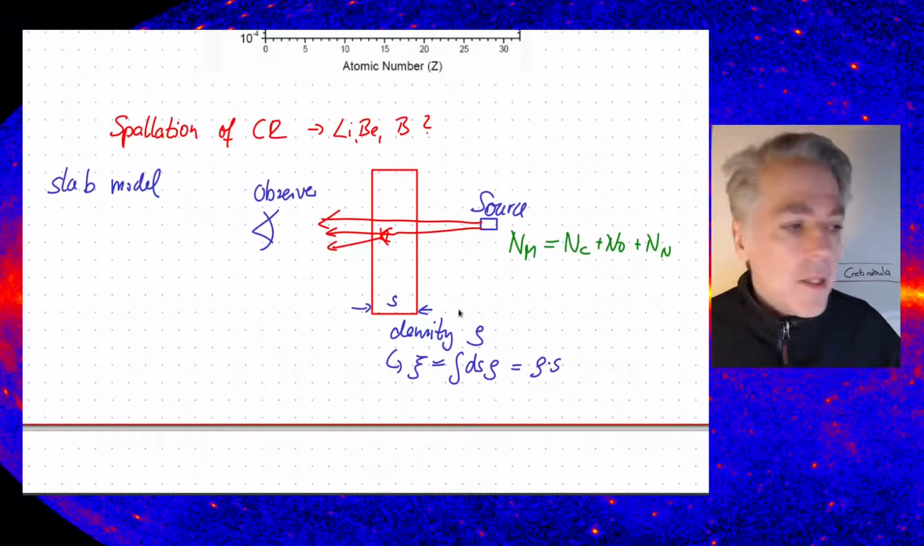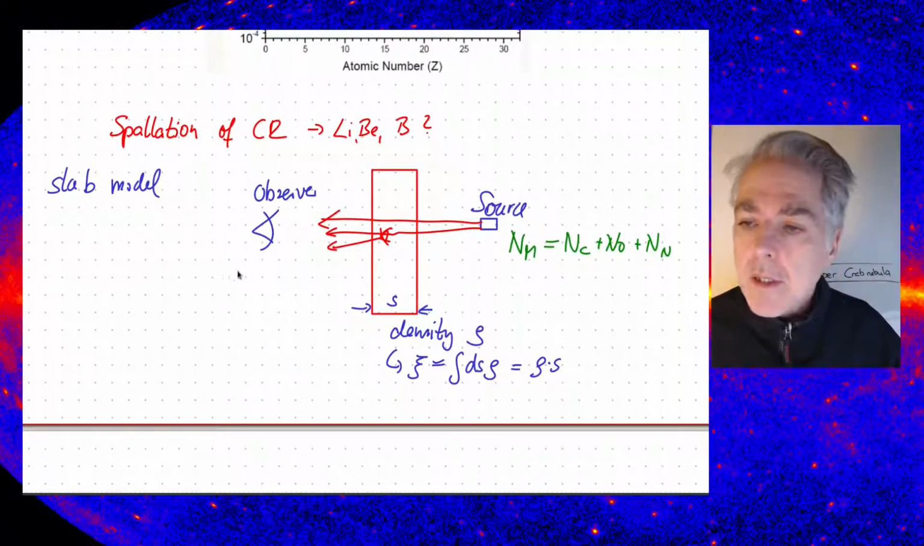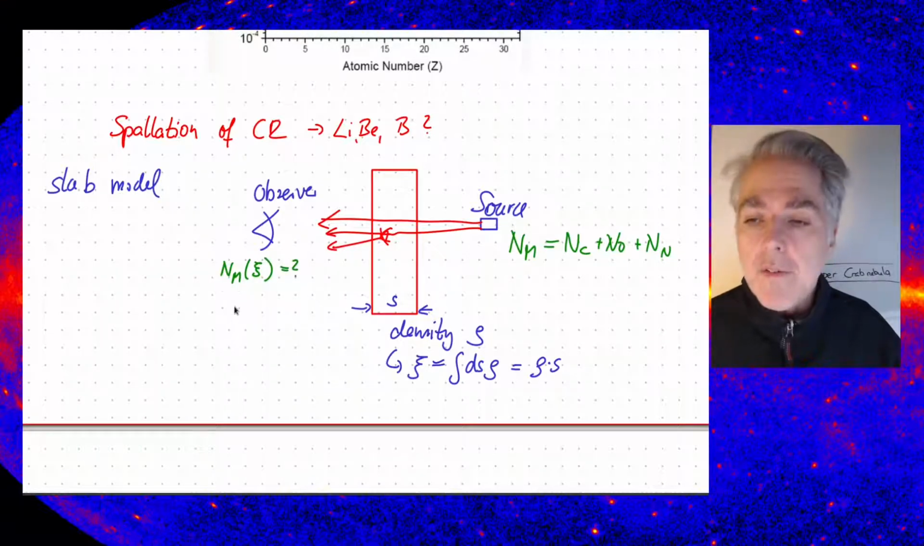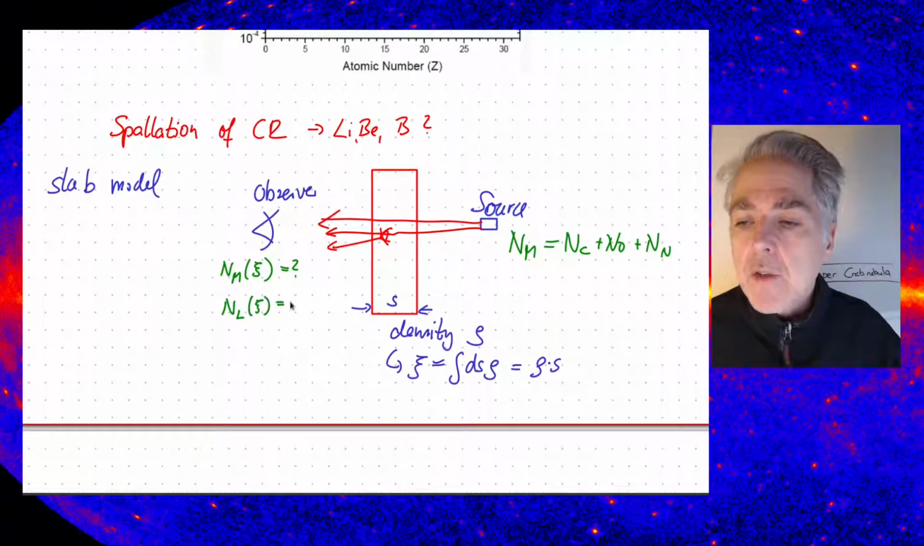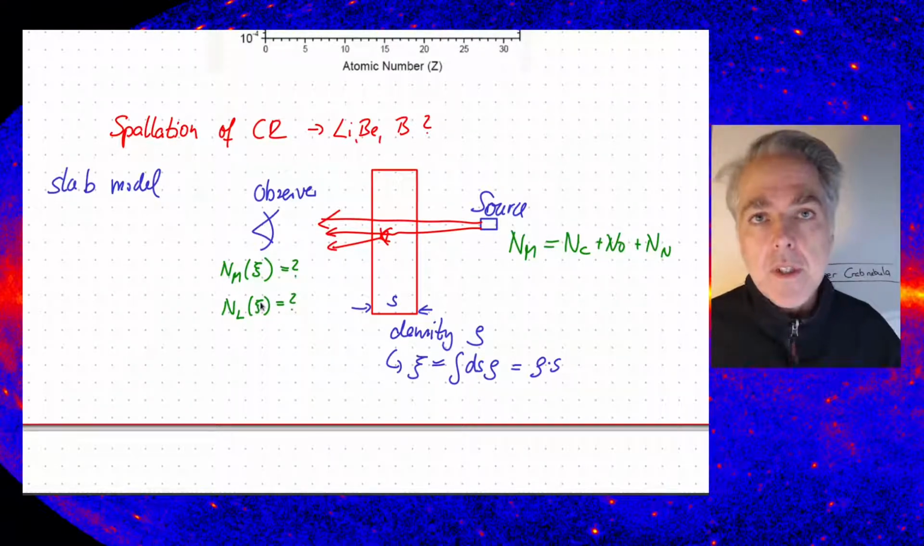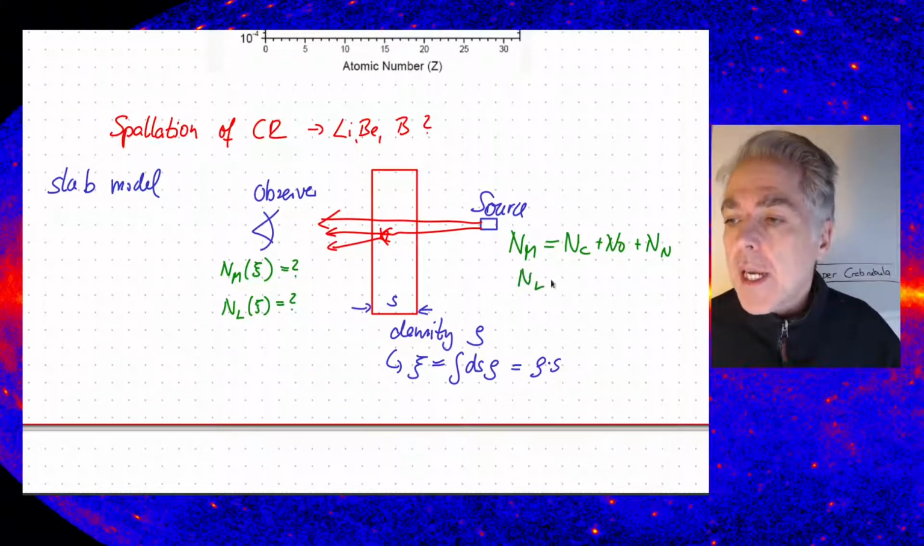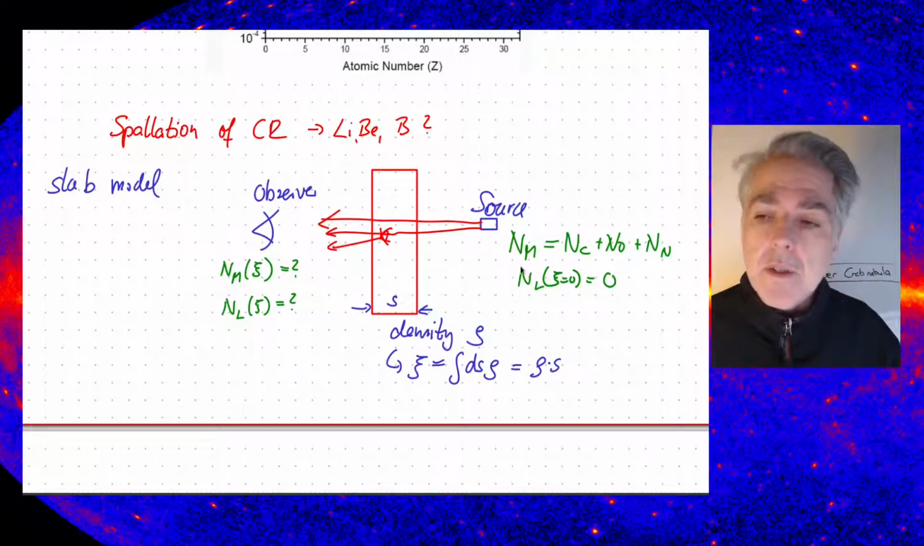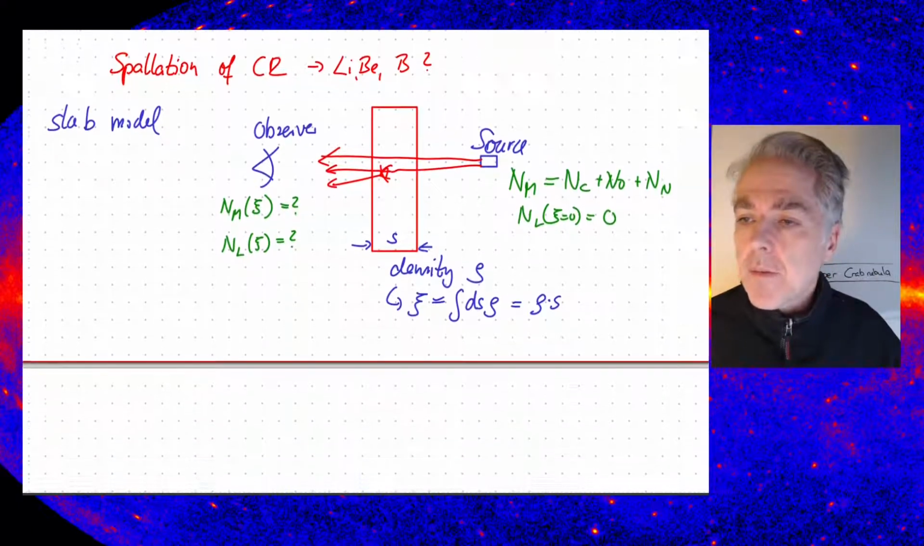Now, the light particles, so we will see then Nm after Xi, and let's see how big that value is. And we would have then Nl after Xi to be the sum of lithium, beryllium, and boron. So let's assume Nl for Xi equals 0, and Nm is the one that we have at Xi equals 0.